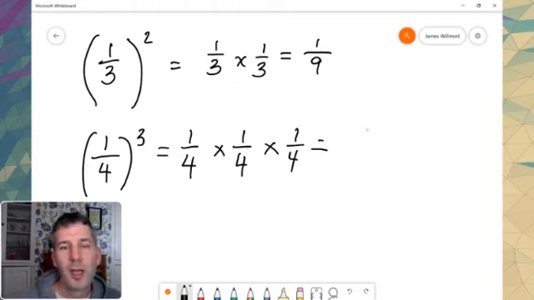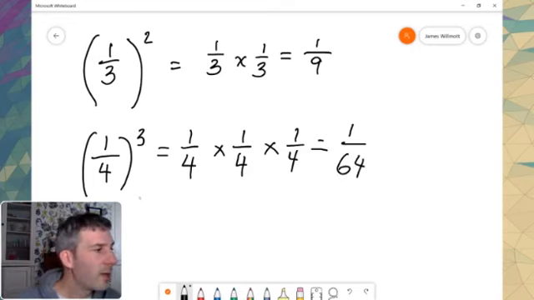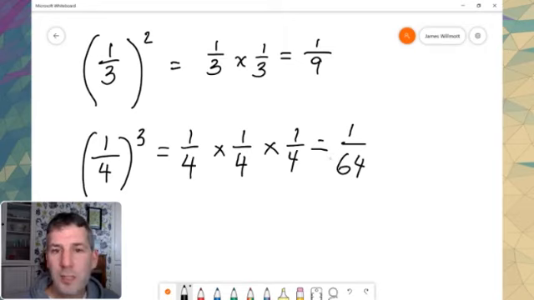Good. So I've got to do 1 times 1 times 1, which is still just 1. And then the denominator will be 4 times 4, which is 16, times 4. So you double it and then double it again. So that's 64. So a quarter cubed is 1 over 64. Another way to think of it is that a quarter cubed is just 1 cubed over 4 cubed.